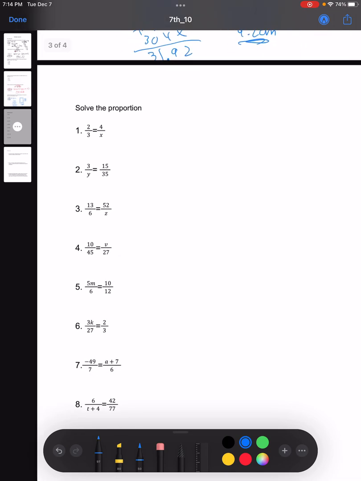Moving on to these. Solve the proportion. Now, to solve proportions, what we can do is use cross multiplication. Or in other words, we can rewrite this expression by cross multiplying. So we multiply D by A and B by C. So we get AD equals BC. You need to multiply this term by the top term and that term by that top term.